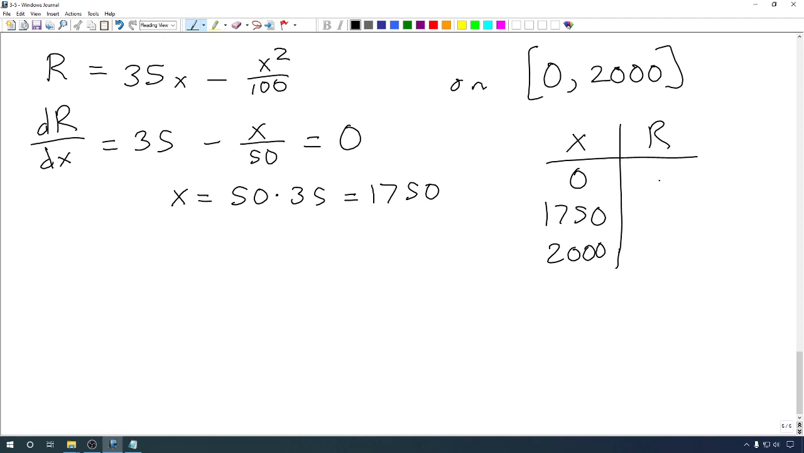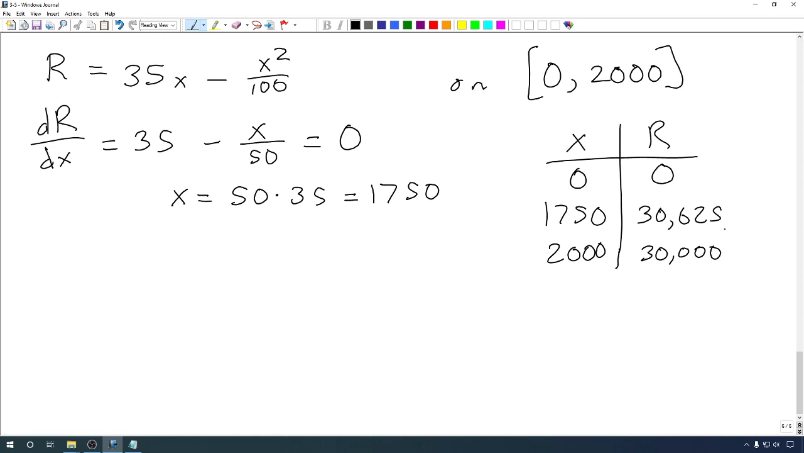Well, in this particular case, it's pretty easy to figure out what happens at 0. When x equals 0, we're not selling any tickets, so we're going to have a revenue of 0. Of course, we can find that just by plugging into our formula as well. Plugging 1,750 and 2,000 into our formula as well, and just using a calculator for this, for 1,750, I get 30,625. For 2,000, I get 30,000 flat.